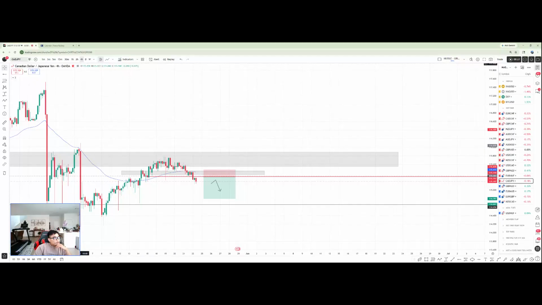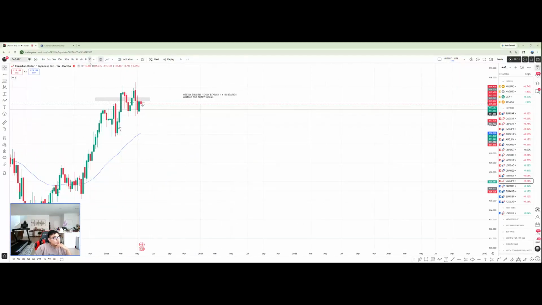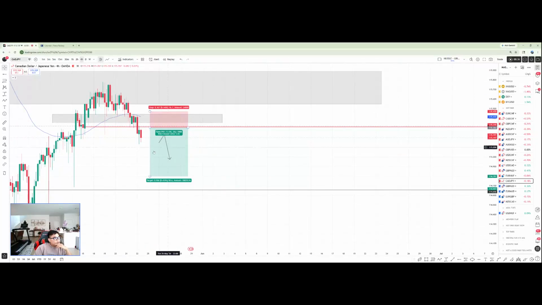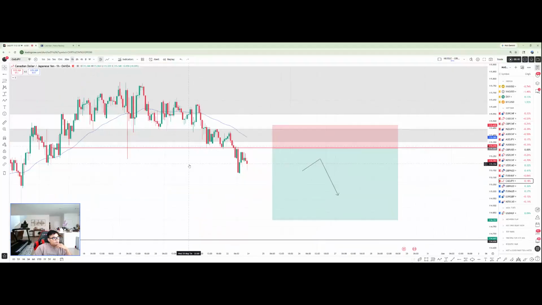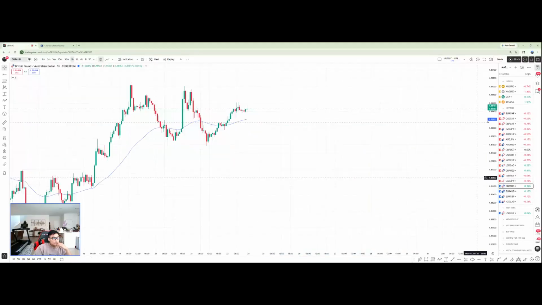GBP JPY, pretty nice weekly rejection. Daily bearish, 4 hour is bearish. We need something like a retest and then bearish engulfing.